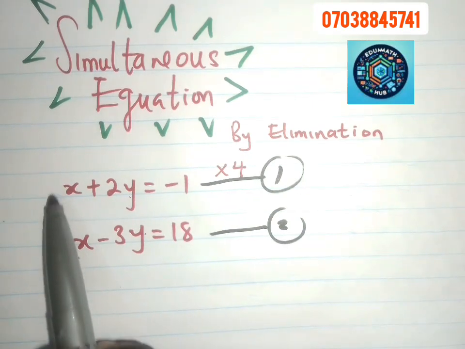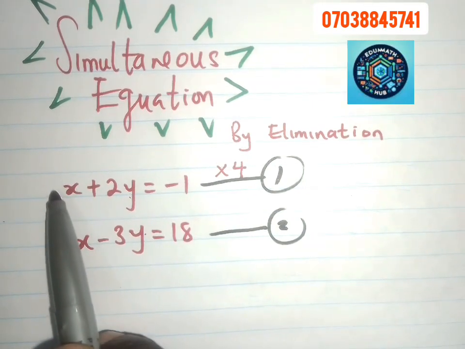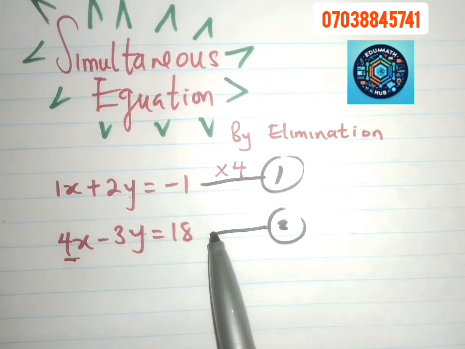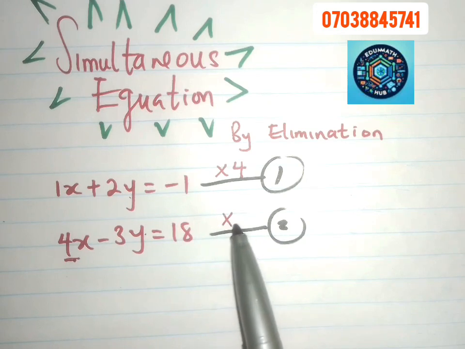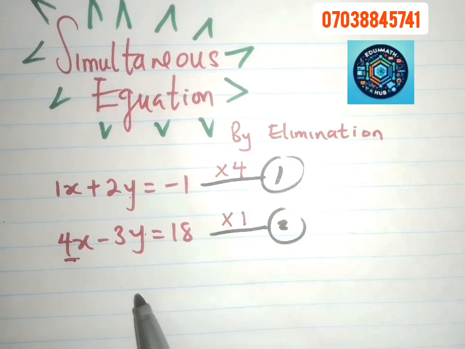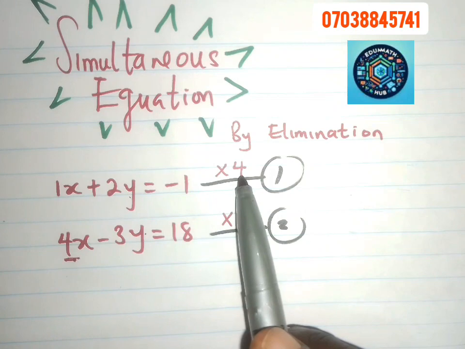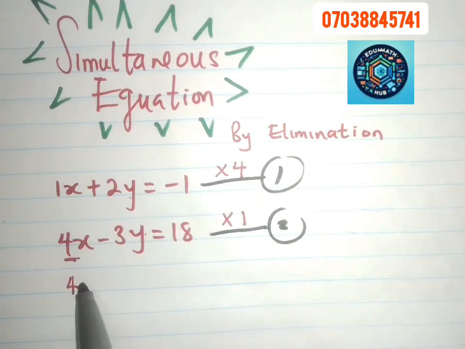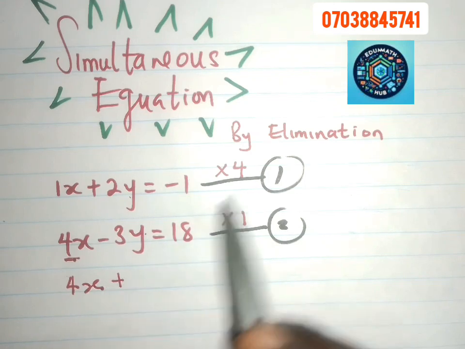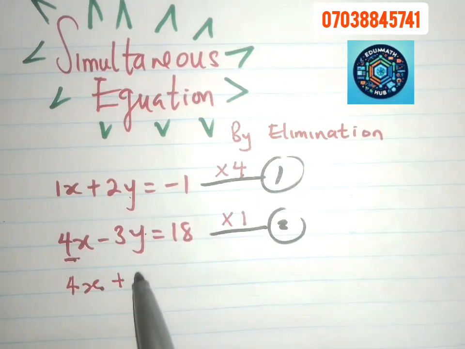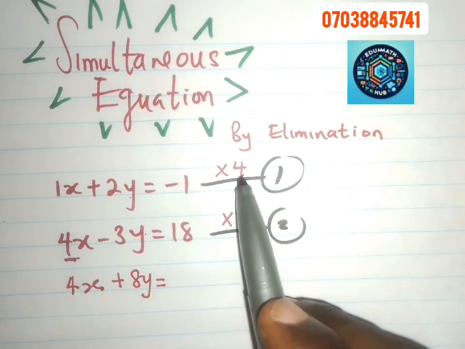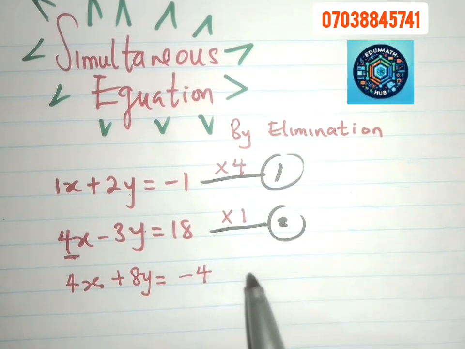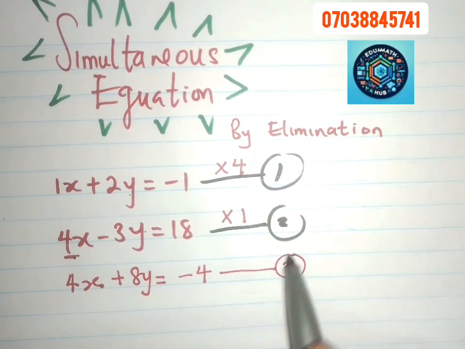Then you have 1, which is the coefficient of x in equation 1. You use this 1 to multiply everything in equation 2, so you write times 1 here. Let's start with the first process. Let's use 4 to multiply everything here. So you have 4 times x, you have 4x, plus 4 times 2y, you have 8y, 4 times minus 1, you have minus 4. So this one is equation 3.